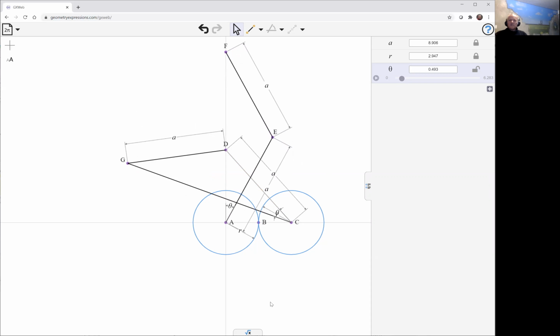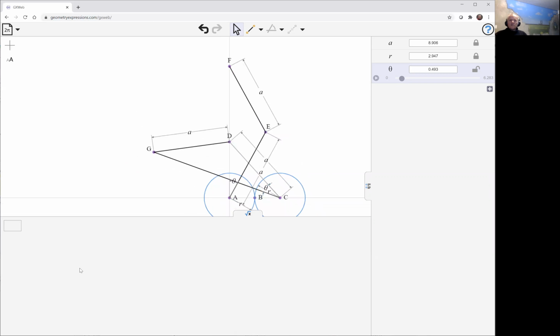Now, the question we have is, did we get things right? If we got things right according to the book, then the distance from A to F is the same as the distance from C to G. So let's just check that. Distance from A to F, 2A cos theta, and distance from C to G, A cos theta. So we're good.